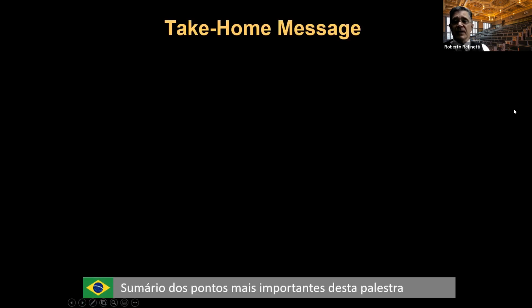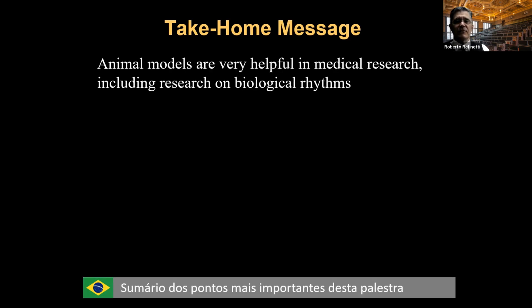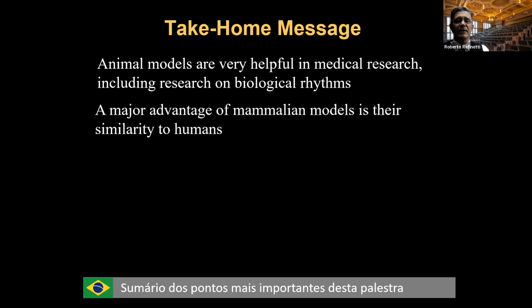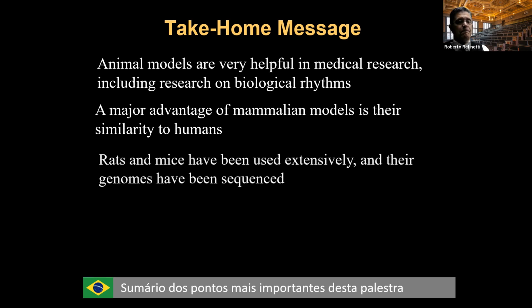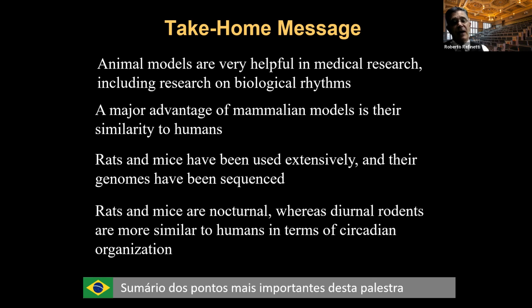So, the take-home message from this presentation: animal models are very helpful in medical research, including research on biological rhythms. A major advantage of mammalian models is their similarity to humans. Rats and mice have been used extensively, and their genomes have been sequenced. But rats and mice are nocturnal, whereas diurnal rodents are more similar to humans in terms of circadian organization.